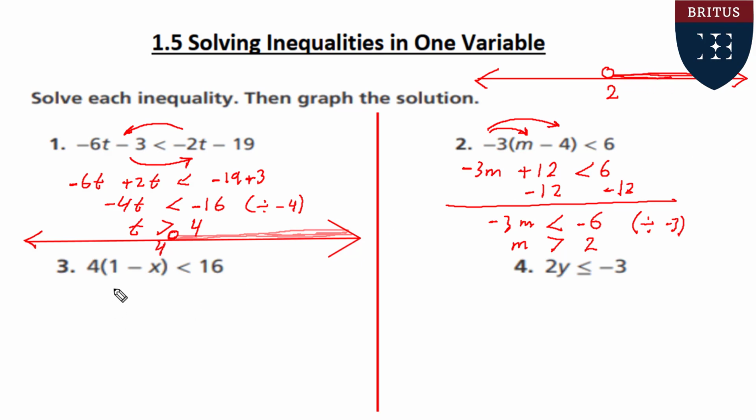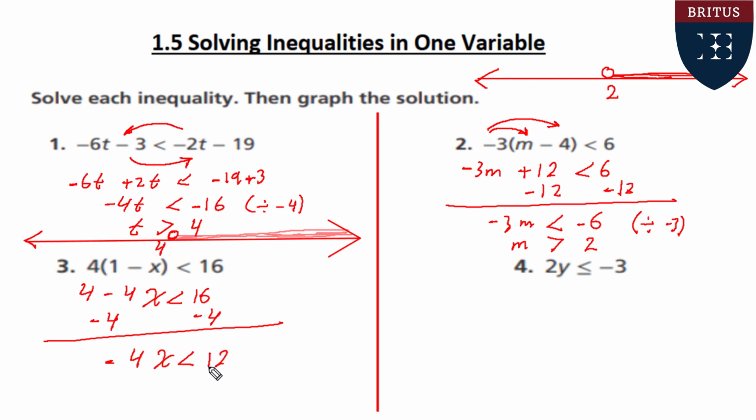Next, 4 times 1 minus x is less than 16. Use the distributive property, so we get 4 minus 4x is less than 16. Subtract 4 from both sides. We get negative 4x is less than 12. Divide both sides by negative 4. Reverse the inequality sign. So we get x is greater than negative 3.